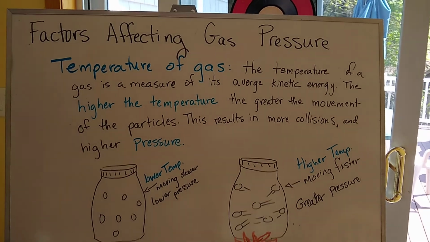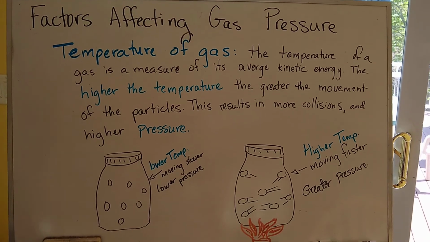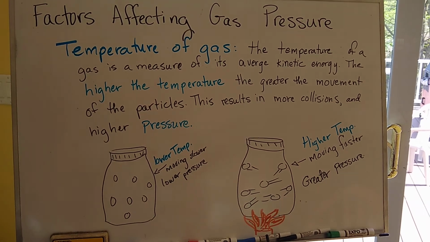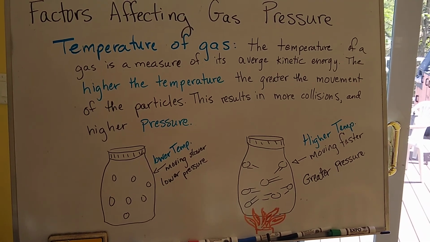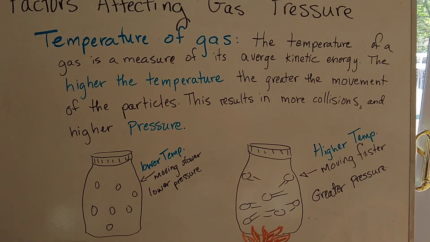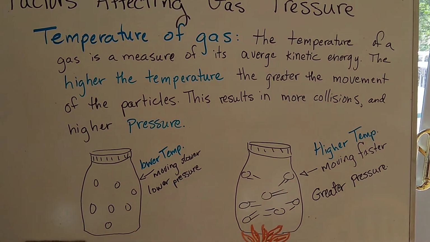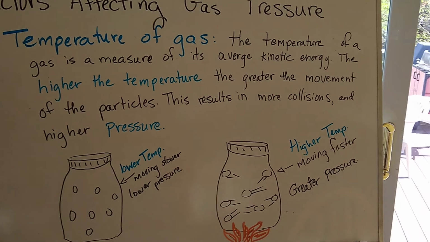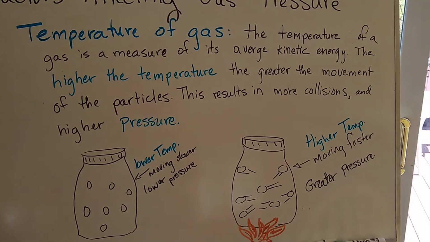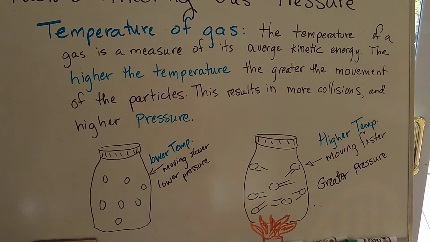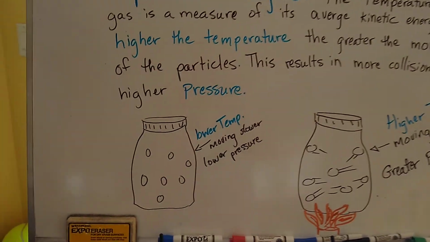And the final factor that we're looking at is the temperature of the gas. So the temperature of a gas is a measure of its average kinetic energy. The higher the temperature, the greater the movement of the particles. This results in more collisions, and more collisions, of course, result in a higher pressure.